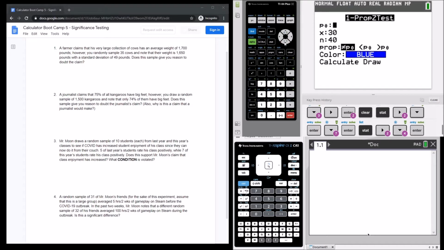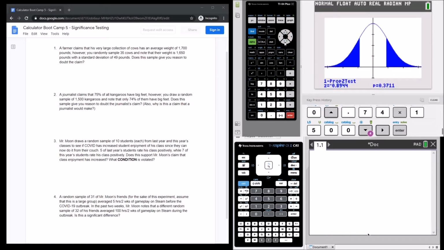Okay, so our assumed probability is 0.75. The number of successes, well, let's see, our sample size is 1,500, and 74% of those, so 0.74 times 1,500, turned out to have big feet. We are just testing whether the proportion is different from the claim. The first thing I want to do is actually draw this.